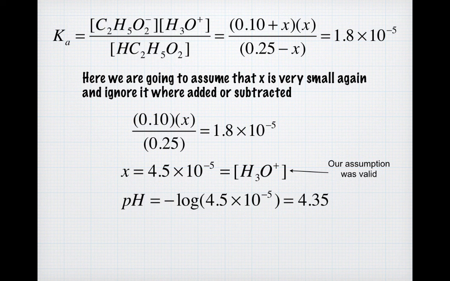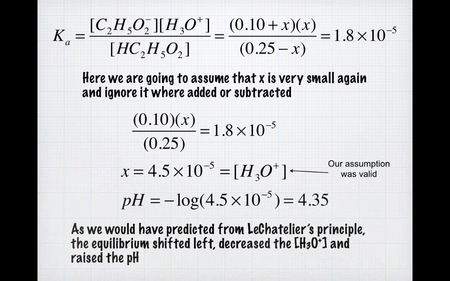Now when we compare that to the pH we had of just the acid by itself, which was 2.67, we see that the solution has become much less acidic, so we have a lot less hydronium ion present in solution. And as we would have predicted using Le Chatelier's principle, we added a product, and so we would have expected that equilibrium to shift towards the left, which would decrease the amount of hydronium ion, and that would cause the pH to go up. And we in fact did calculate that.